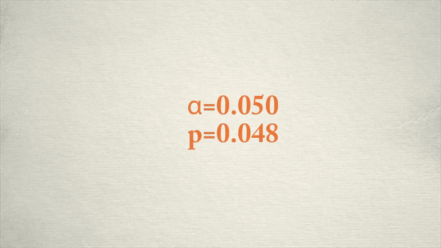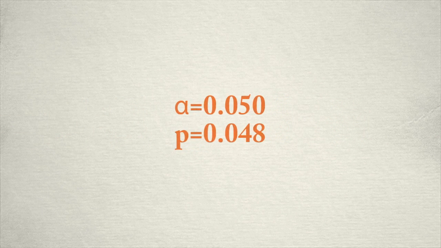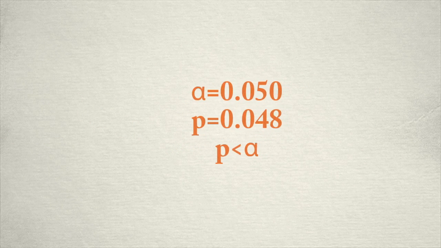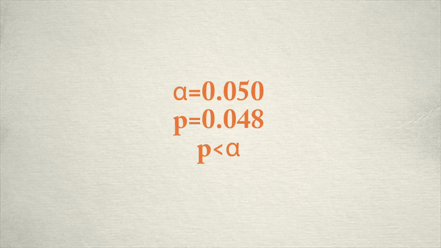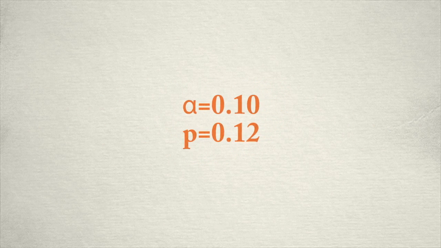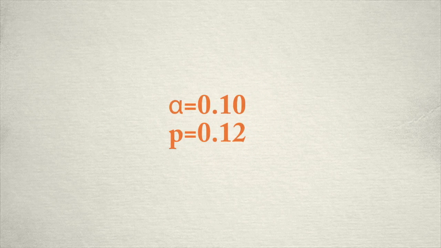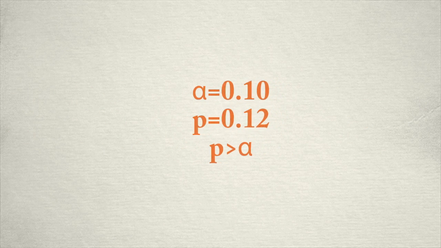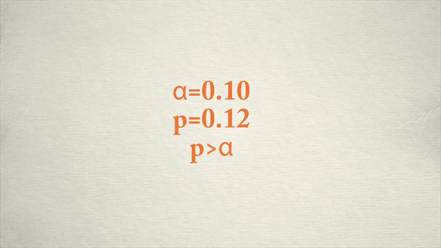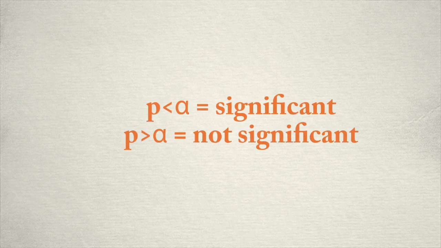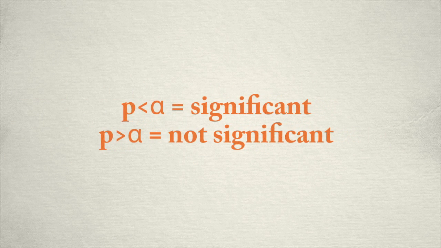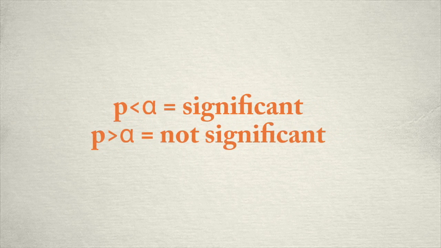In the intro, our p-value was 0.048. If alpha is 0.05, what do we conclude? Because p is less than alpha, we should conclude that there is significance. What if alpha was set to 0.1 and our p-value is 0.12? Now, p is greater than alpha, which means we didn't get over the bar, we didn't cross the threshold, and p is not significant. P needs to get lower than alpha in order to be considered significant. As long as p is greater than alpha, it is not significant.